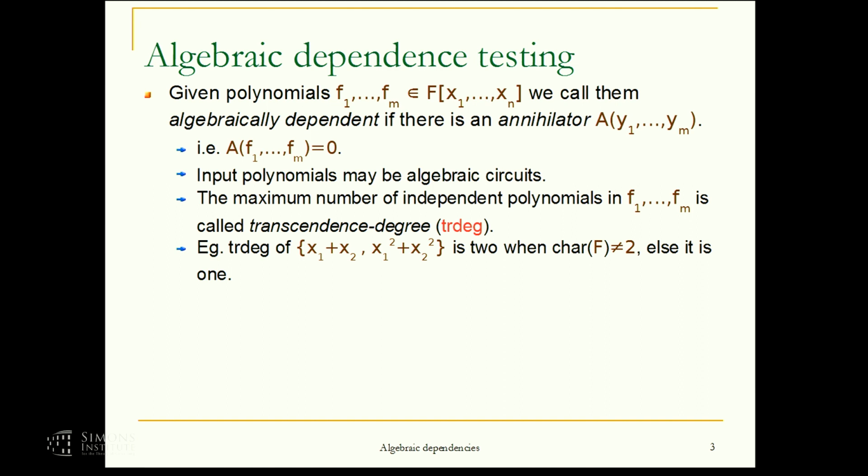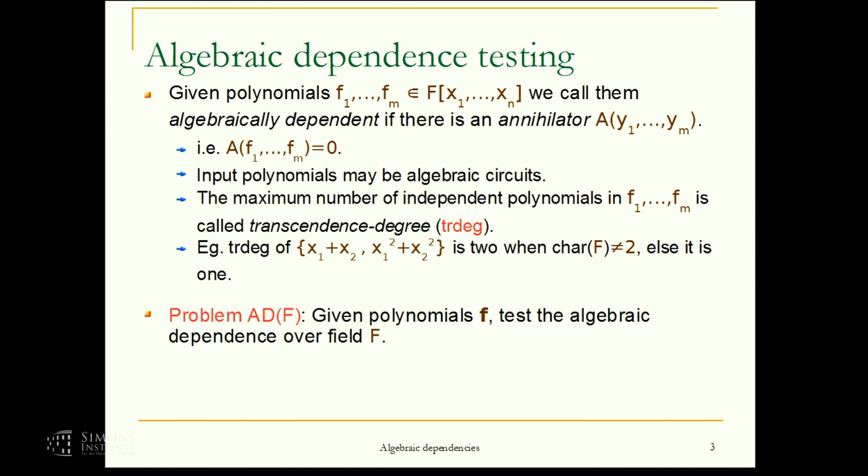It is easy to show that this notion is actually independent of algebraic field extensions. So you can go to the algebraic closure of the base field and still the transcendence degree would not change. It is invariant up to algebraic extensions. So we can assume that F is F bar for this talk.